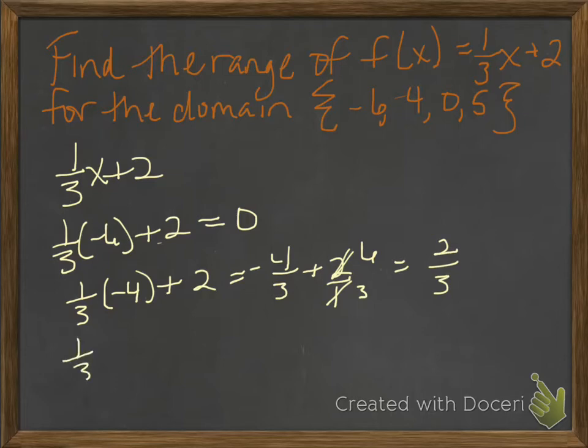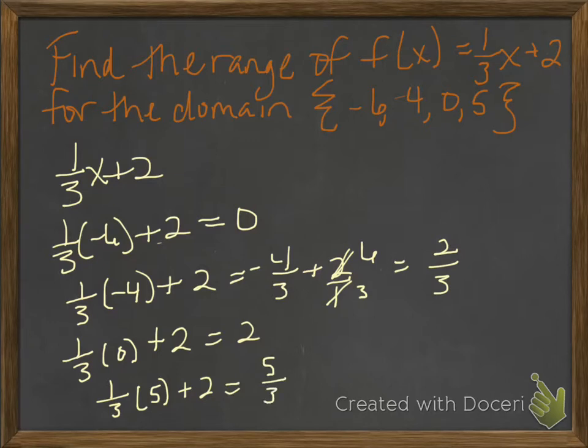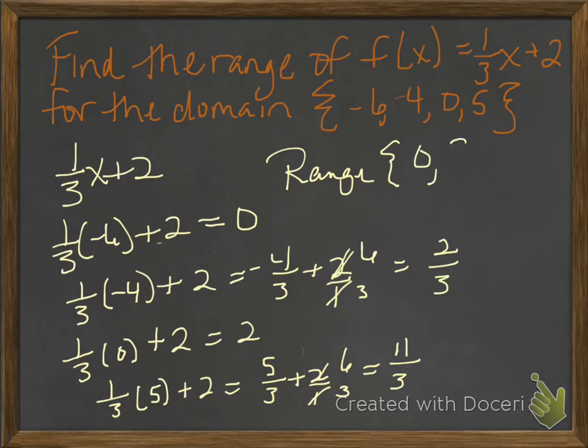Okay. Now we're going to do 0. Okay, 1/3 times 0 plus 2 is 2. And then we're going to do 5. So it's 1 times 5, okay, over 3, plus 2. Let's get a common denominator again, which is going to be 3, which is 6. So we have 5 plus 6 is 11 over 3. So here my range is 0, 2/3, 2, and 11/3.